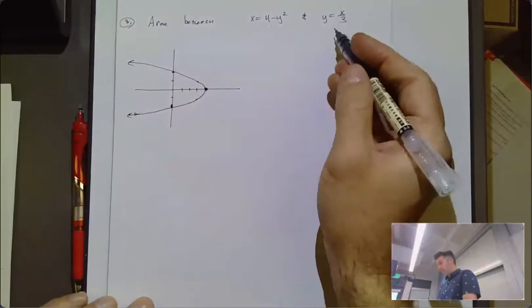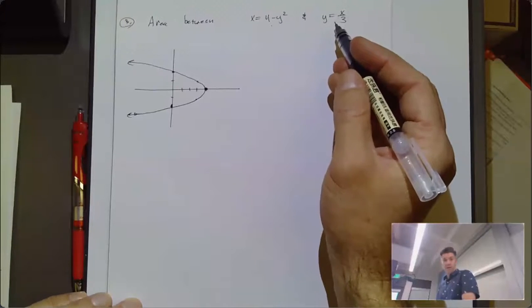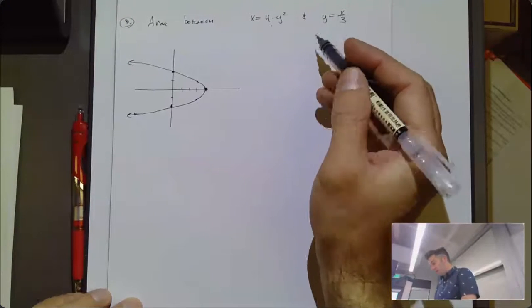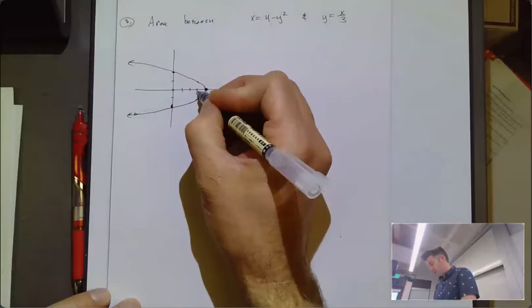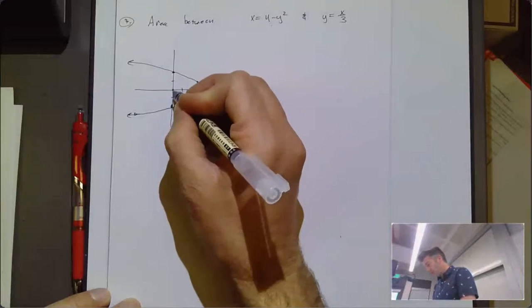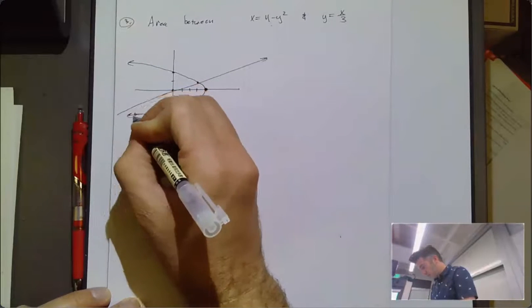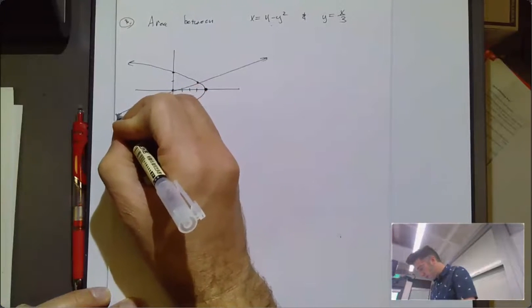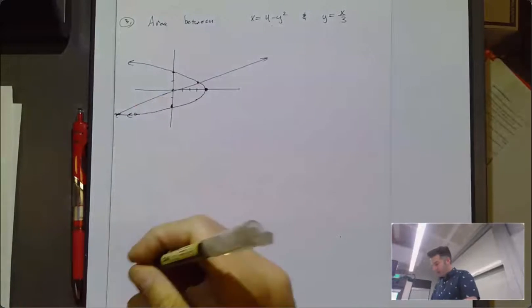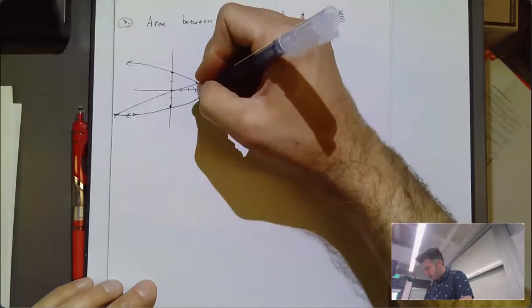And then y equals x over 3 is just a straight line that goes through the origin. It has the point 0, 0 and the point 3, 1, and looks kind of like that. And these probably intersect somewhere over here. Yeah, sure. So I'm trying to find this region here.